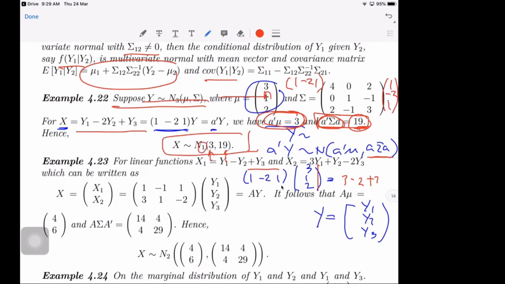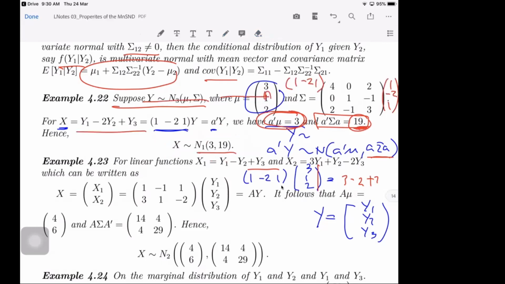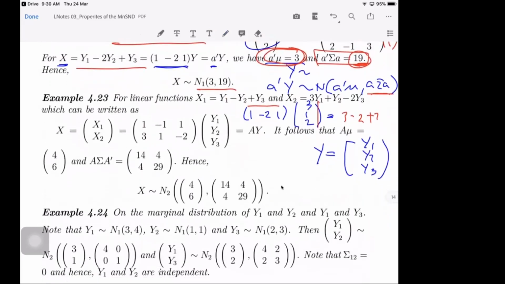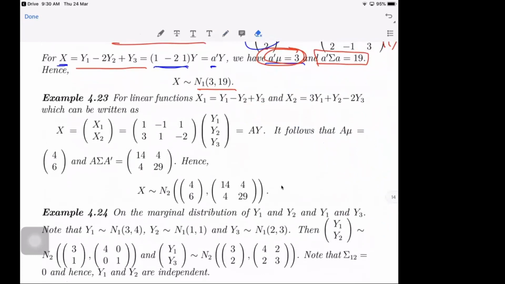Now, this is just of dimension 1 because after multiplication, this is 1 by 3 and this is 3 by 1. This becomes a 1 by 1 matrix or just a scalar, no? So the parameters are 3 and 19 respectively. Okay, so let's have another example.